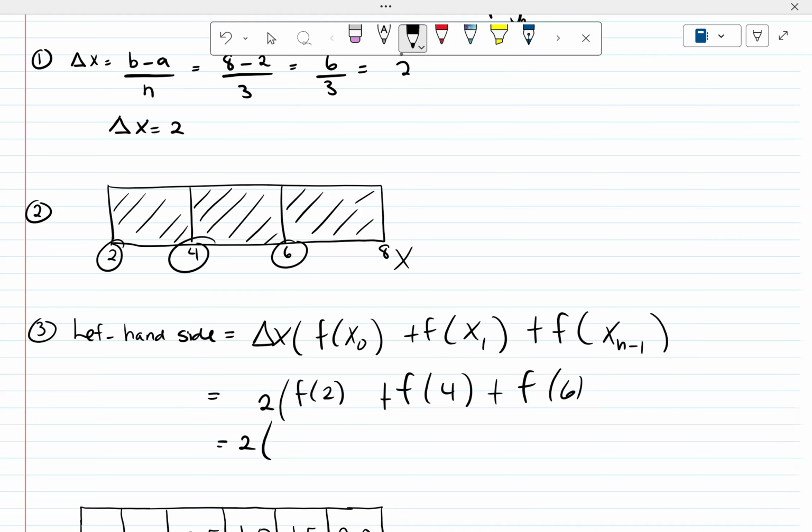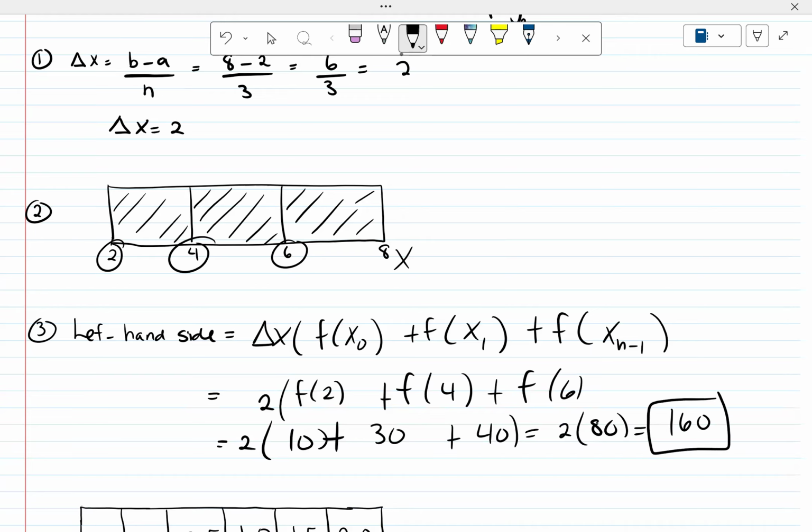If you look at your table, f of 2 spits out 10, plus what's f of 4? F of 4 spits out 30 on your table, and then f of 6 spits out the y value 40. So when you put it all together, it's 2 times 10 plus 30 plus 40, which is 80. So 2 times 80 is 160. This is the left-hand side method, and we get an answer of 160.